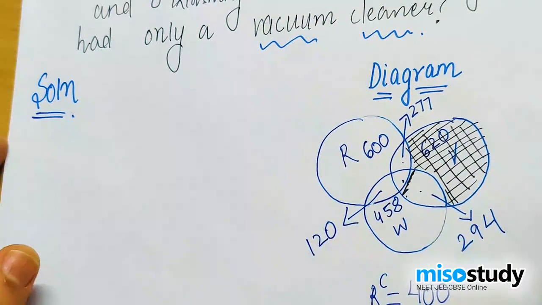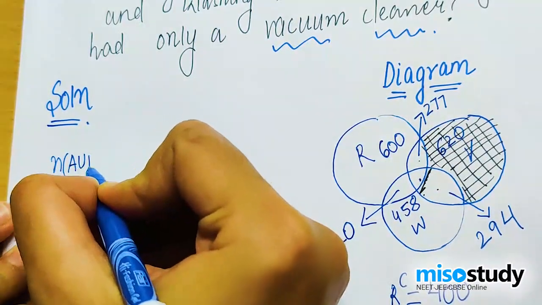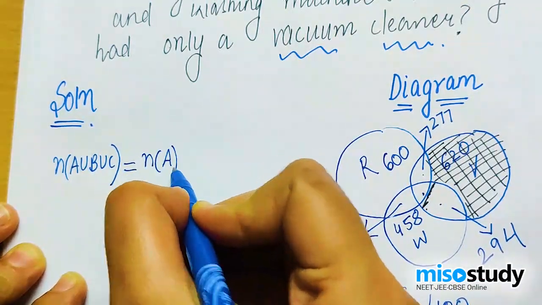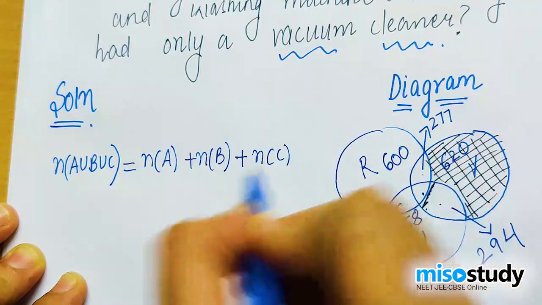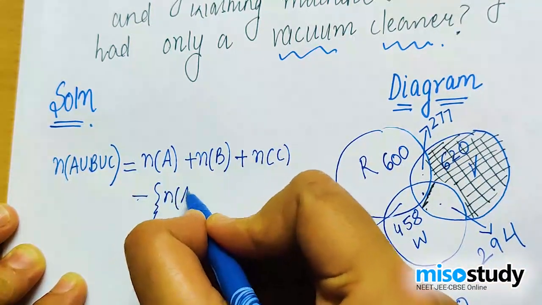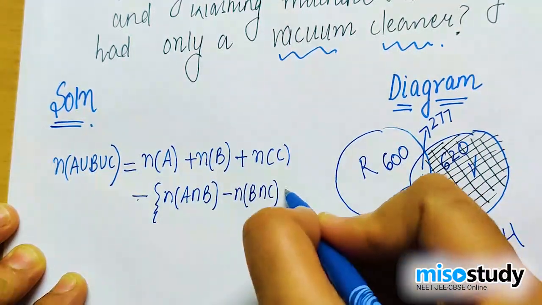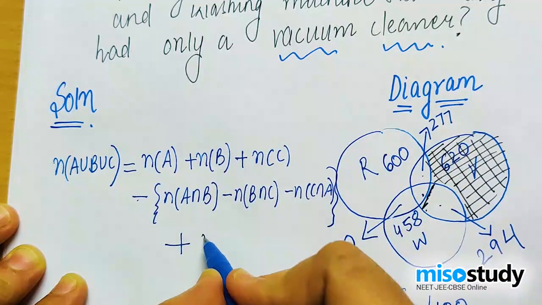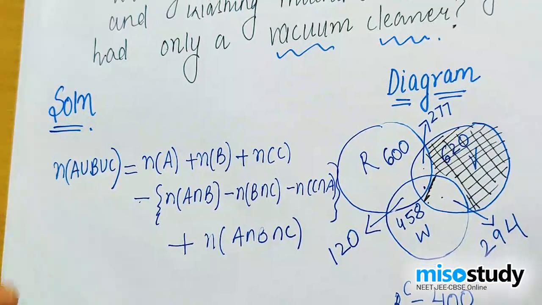So for that, we have our old formula, the golden formula, and that is N of A union B union C is N of A plus N of B plus N of C minus N of A intersection B minus N of B intersection C minus N of C intersection A plus N of A intersection B intersection C. I hope you all know this formula very well. So we have everything. We just need to put the desired values.